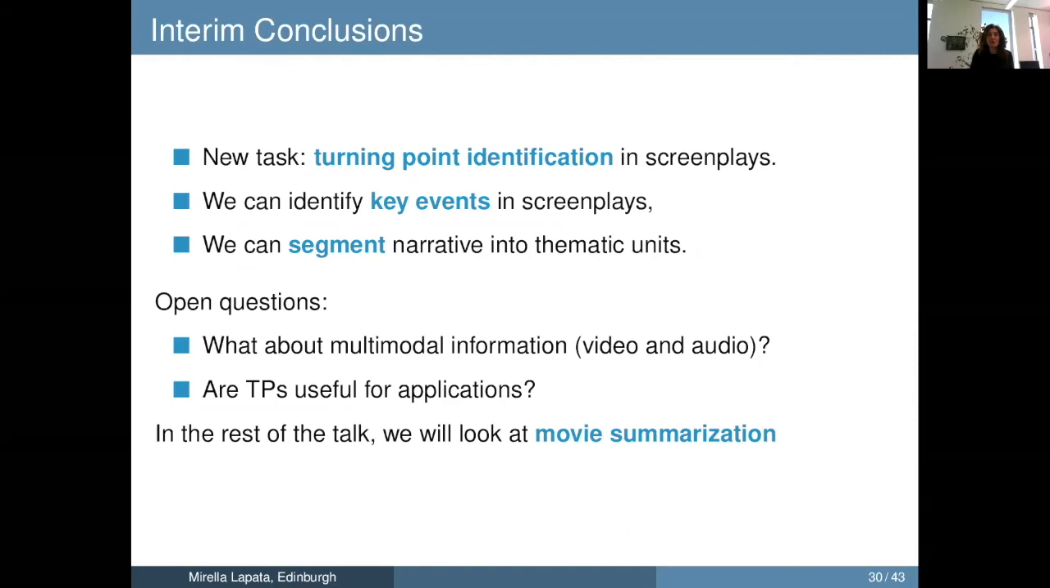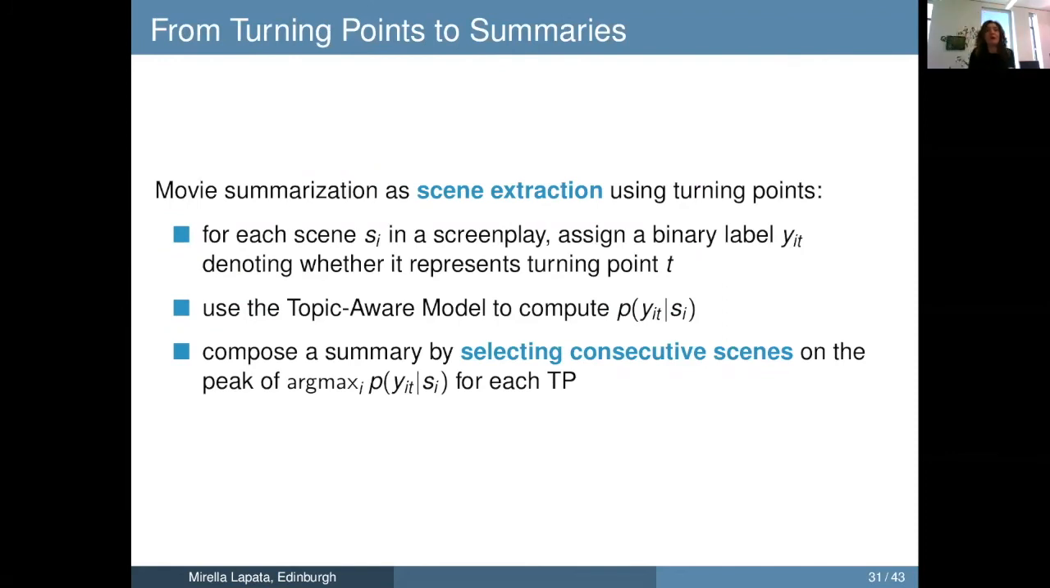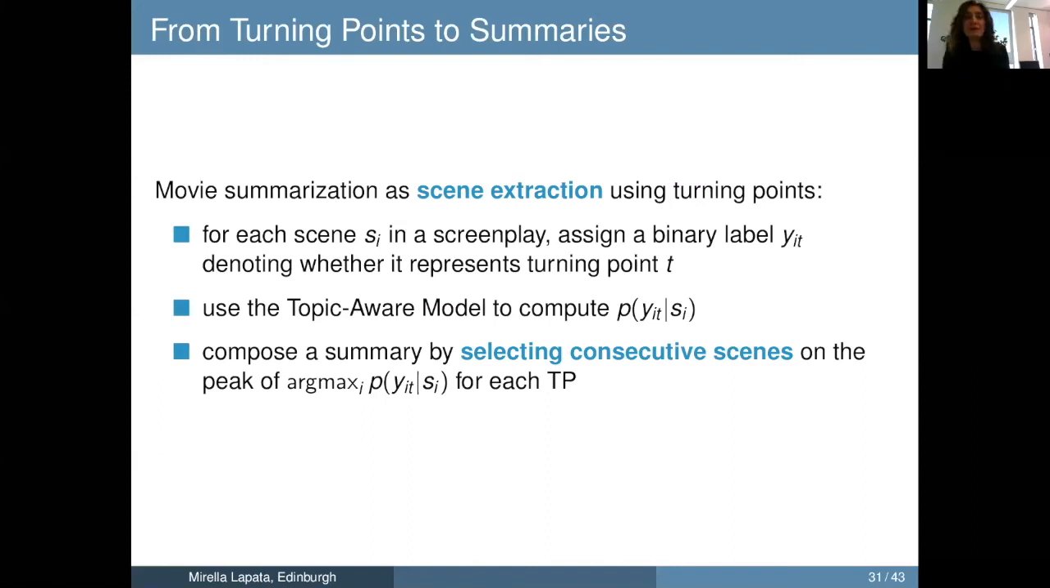Okay, so let's move on now to movie summarization. Remember, all I've talked about so far is on text. Now we're going to look into video as well. How are we going to formulate the summarization task? It's very simple. We will see movie summarization as scene extraction using these turning points. For each scene in a screenplay, and by scene I mean a scene that also has video with it, we will assign a binary label that denotes whether it represents a turning point or not.